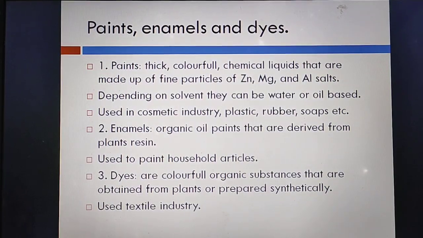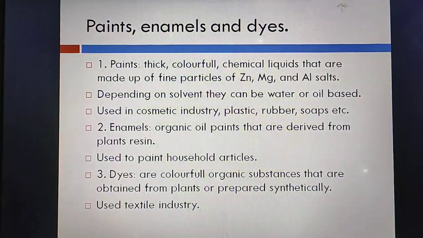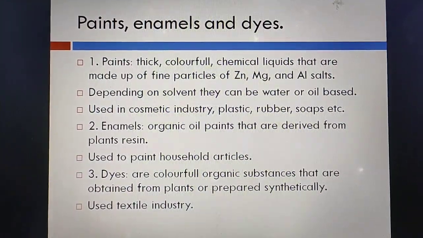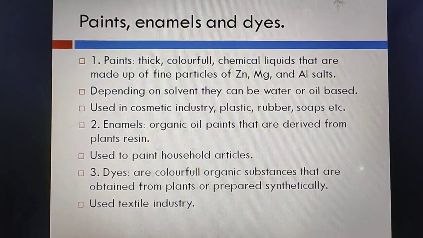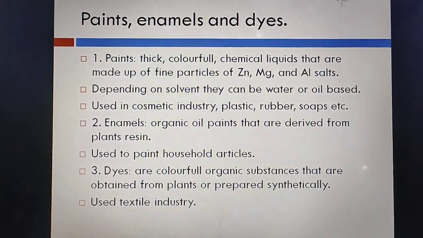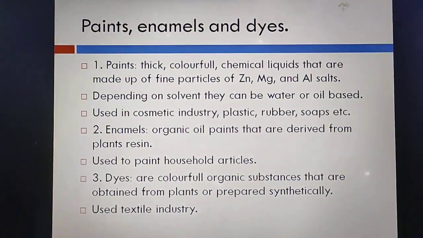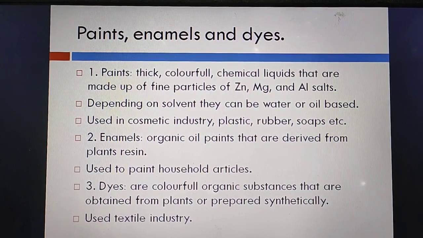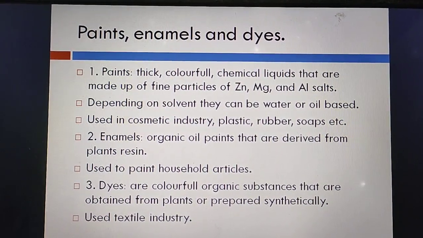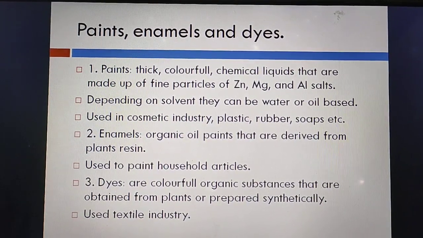After plastic, the next part which we are going to learn is about paints, enamels and dyes. Now what are paints? You must have seen the walls of your house, many of the different articles which are present at your home, or even your clothes, which are colored in different manner. So these all things are used to color the different substances or different material. Let's see one by one. The first one is paints.